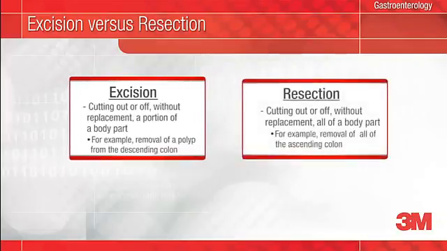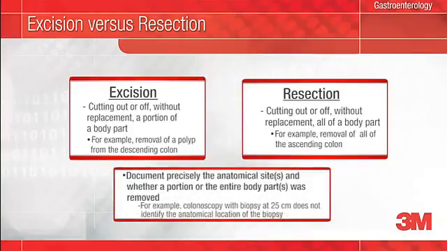Resection is taking all of a body part. For example, removal of the entire ascending colon would constitute a resection. This can be particularly problematic for the coder when your documentation is not precise or is ambiguous. So document precisely the anatomical site and whether a portion or the entire body part was removed. For example, colonoscopy with biopsy at 25 centimeters does not identify the anatomical location of the biopsy.